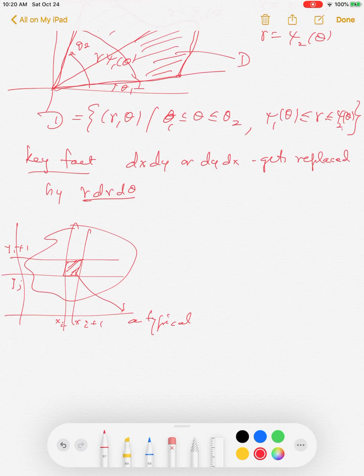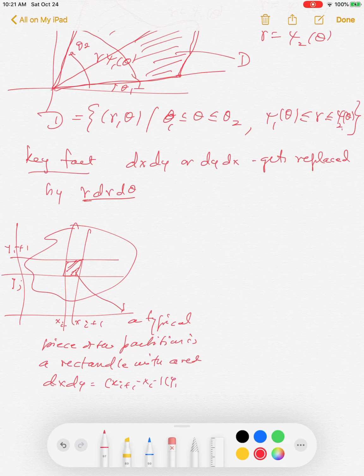A typical piece of the partition is a rectangle with area what I call dx dy, which is actually x i plus 1 minus x i times y i plus 1 minus y i. So that's a typical area which you are using to write down the double integral, taking the minimum of the function on this piece to form the lower sum multiplied by the area.